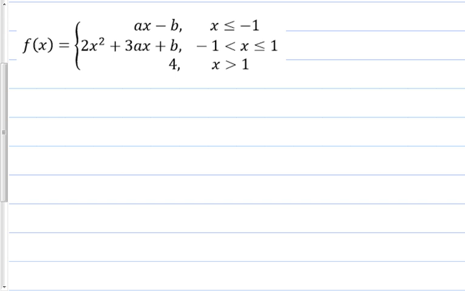Okay, so here I have 3 pieces in my piecewise function. The top and the bottom, they share the number -1. So the top is going to be the left, and then the bottom is going to be the right. And I'm going to use the value x equals -1.